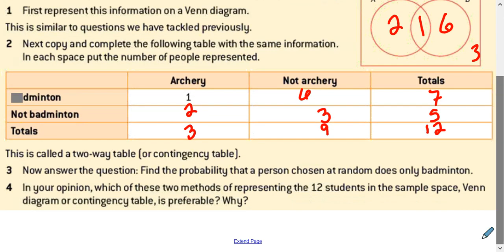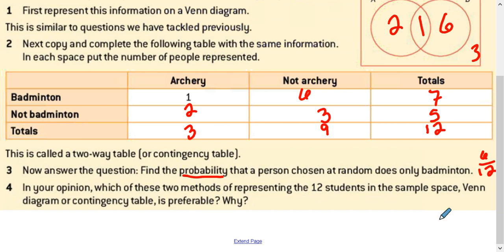So again, that's called a two-way table. Then you can quickly answer questions. Find the probability. So now we bring in probability. So understanding when we are doing numbers and when we are doing probability, based on what they're asking for. This one is probability. Find the probability that a person chosen at random does only badminton. Then I look at this, and the people that only do badminton, which means they do not do archery, that's 6 out of the 12.